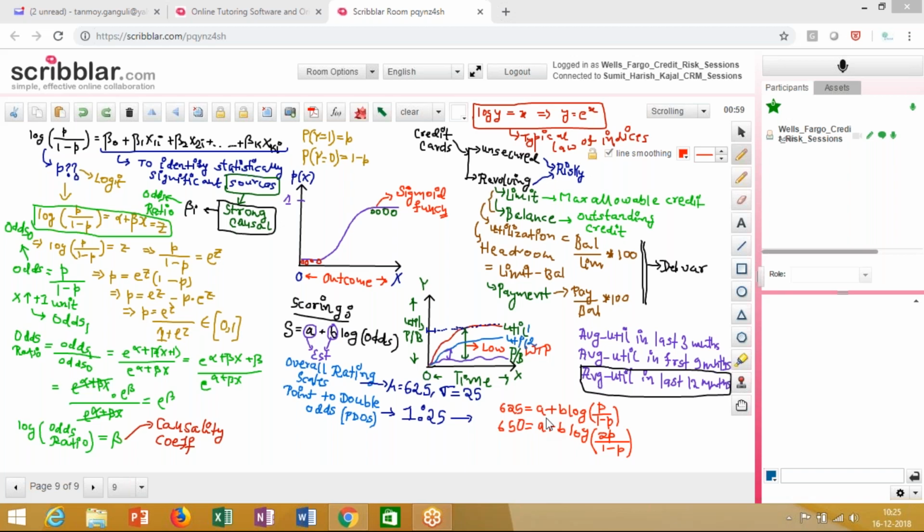So now you have all the accounts and you have scored all of them. Once you have done this, the next stage is to assess your model. So how good or how bad is your model? That's one. And the next part is to validate the model that you have developed.